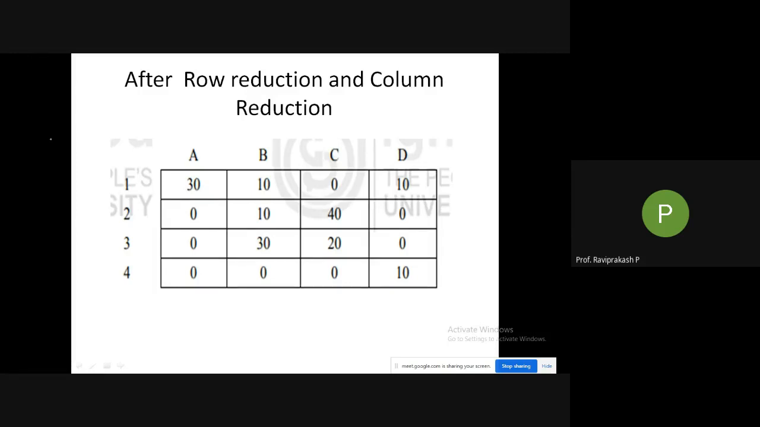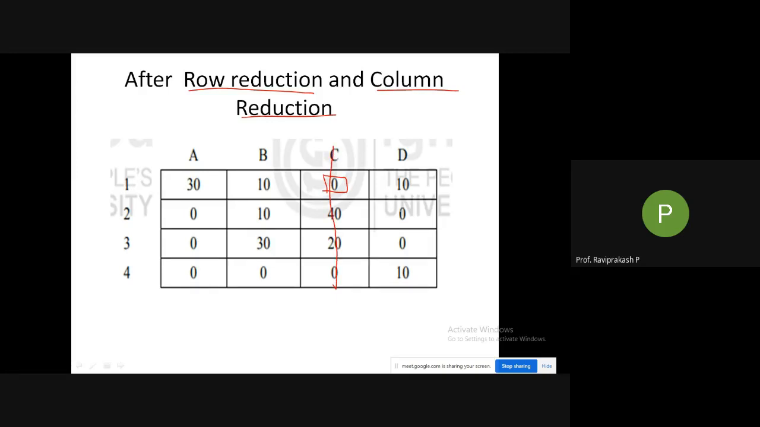As we see here, it is after row reduction and column reduction, not only one. We have done both. So this is the matrix. What is the next step? Go row wise, find wherever there is one 0, mark it, then close off the column. Here, the first row has only one 0, so I am marking the 0 and crossing off the column.